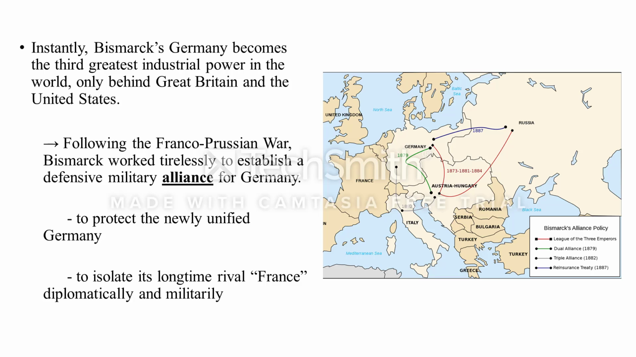Following the Franco-Prussian War, Bismarck worked tirelessly to establish a defensive military alliance for Germany, to protect the unified Germany, and to isolate its longtime rival France diplomatically and militarily. As you can see here, the map shows Germany's alliances between all the different states that will help assure her security.